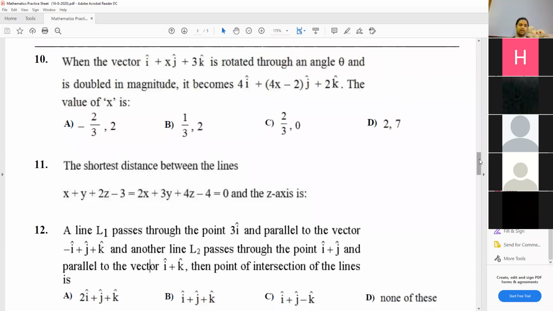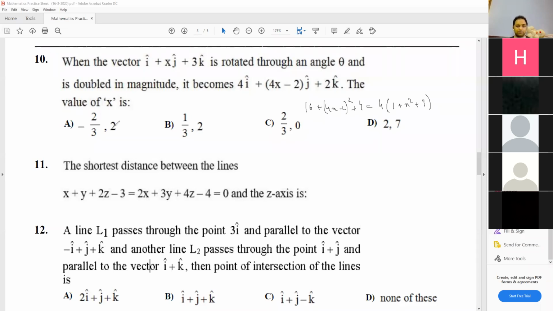The vector is rotated through an angle theta and becomes double the magnitude. Then what could be the value of x? What would be the simplest way of solving this? Equate the magnitudes. That is all you need to do. The magnitude of this, let's say, is 16 plus (4x minus 2) whole square plus 4, should be equal to twice of this. Twice of this would be 4 times (1 plus x square plus 9). Just solve this. This will give you 2 values of x.